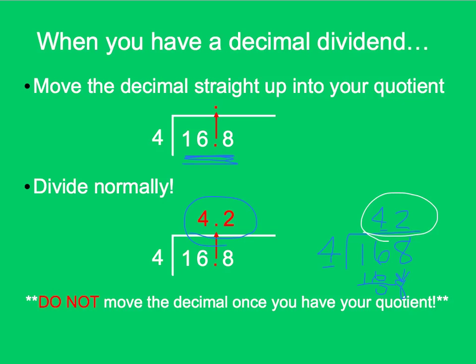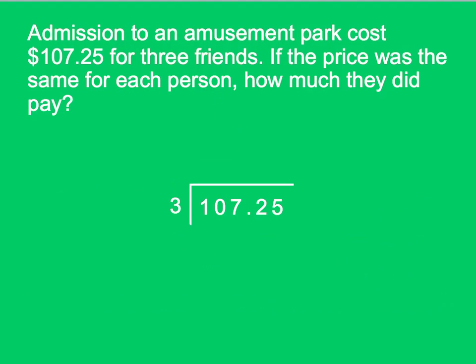Okay, so make sure you have this written down so you can look back at it at any time whenever you need to, and we'll go ahead and move on to our next problem. So here we have a word problem. Admission to an amusement park costs $107.25 for 3 friends. If the price was the same for each person, how much did they pay?